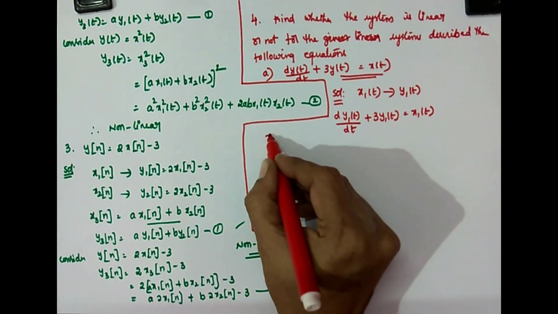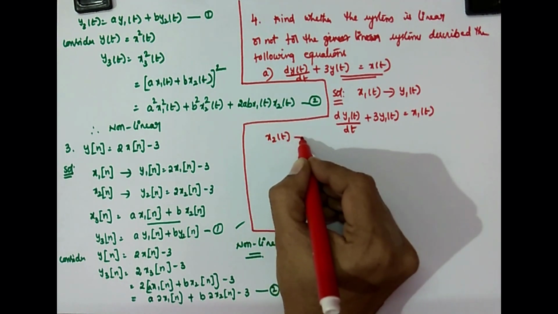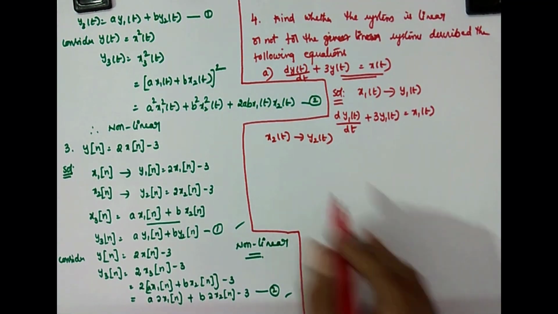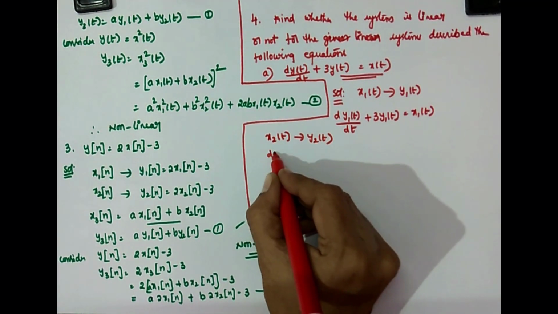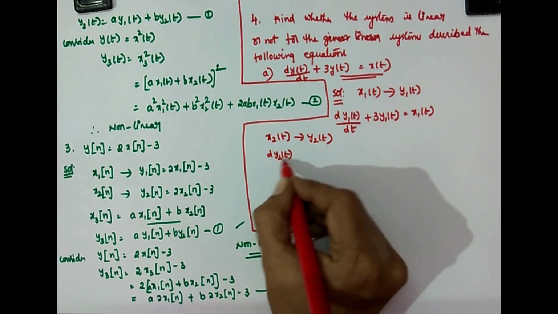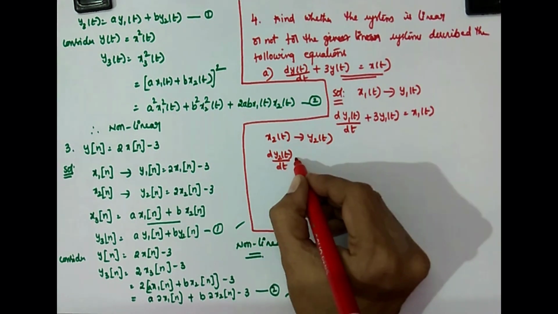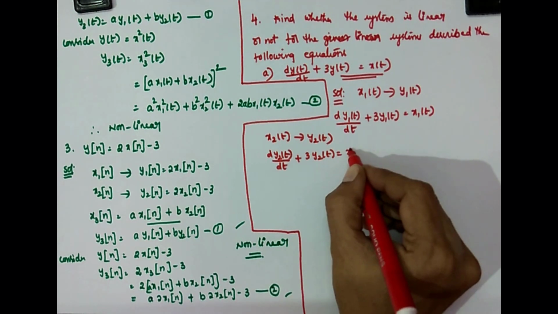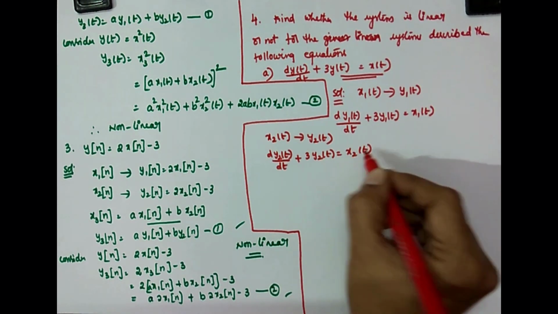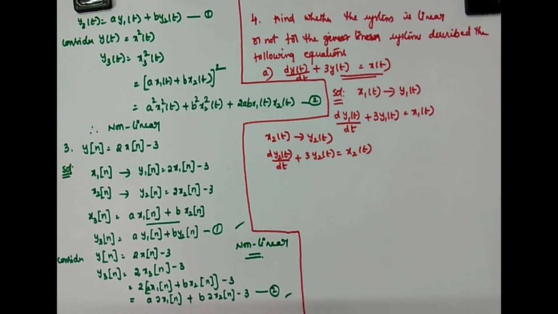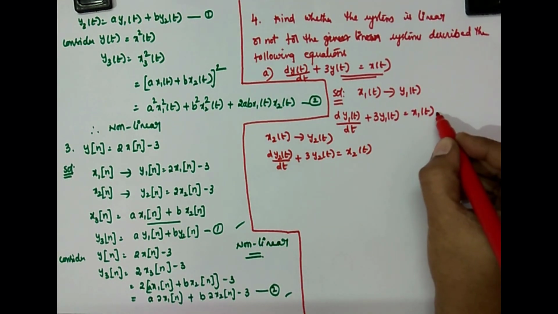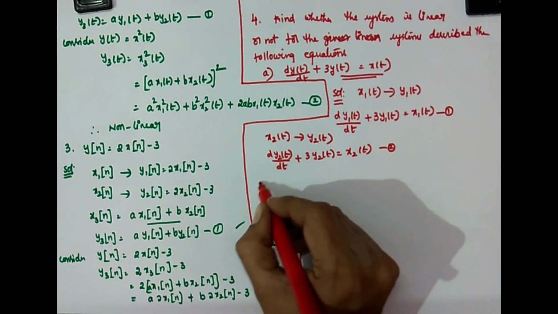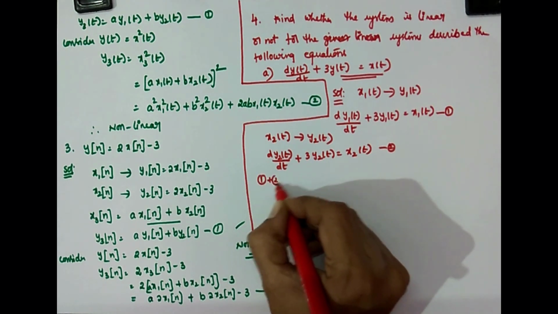Then consider another input x2 of t which gives y2 of t. Okay. Then write the system equation. d into y2 of t by dt plus 3 into y2 of t is equal to x2 of t. Okay. So now take this as equation number 1 and this as equation number 2. Then do 1 plus 2.